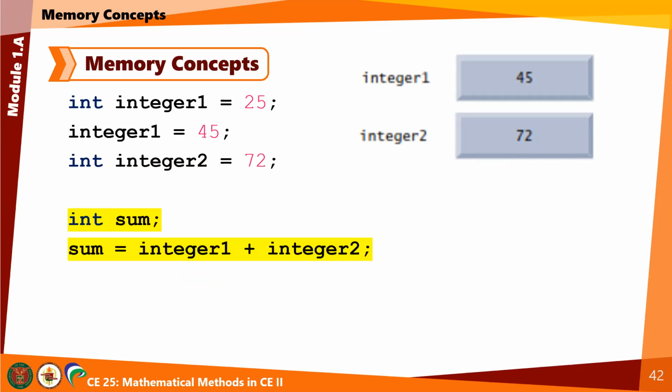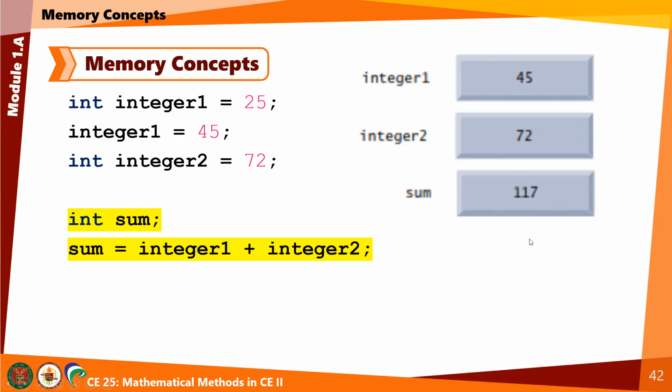Now, here what happens? Int sum. So you say that the identifier sum is an integer, okay? And assign, so single equal sign. Assign integer 1 plus integer 2 as the sum. So what happens? The sum is equal to 117. 45 plus 72 is 117.